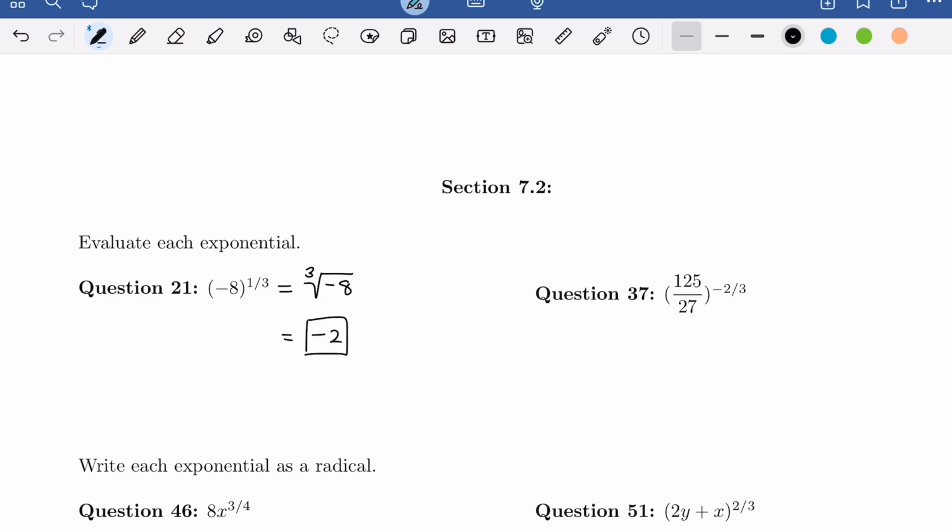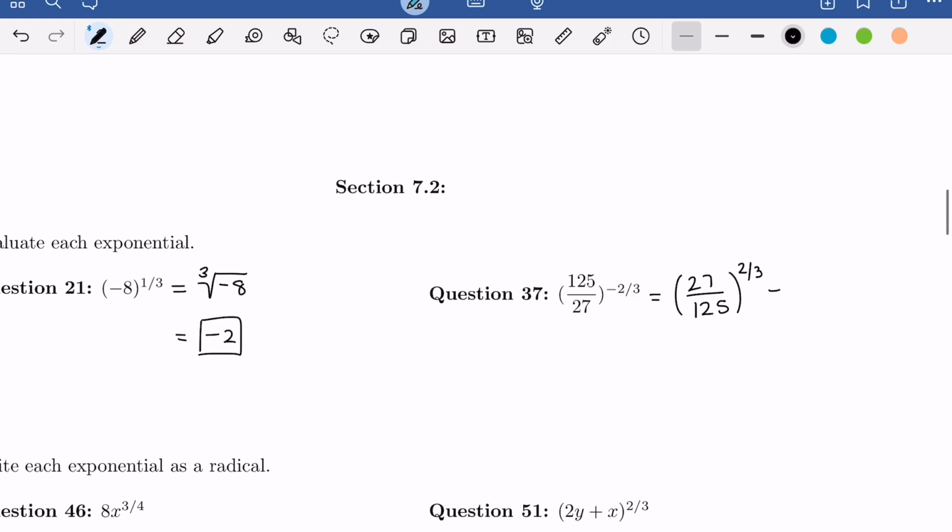Now for the next one here, question 37, we're going to do something similar, but the first thing we're going to want to do in this case is rewrite this with positive exponents. That's usually always going to be our first step when dealing with negative exponential expressions. So if you remember from a few chapters ago, if we want to rewrite a fraction like this with positive exponents, what we can do is take the reciprocal of this guy raised to the positive 2/3. All right, so that'll be our first step here.